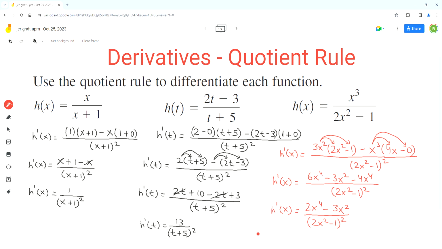So these are the steps you have to keep in mind for using the quotient rule to find the derivative of rational functions. So I hope you'll find this video useful.